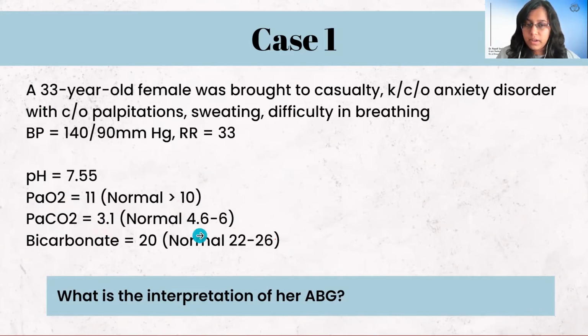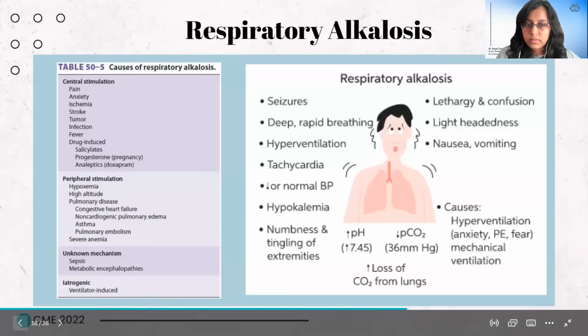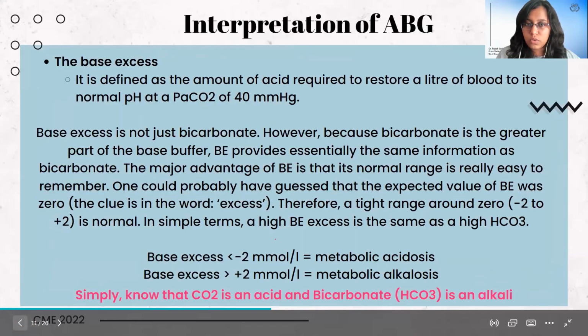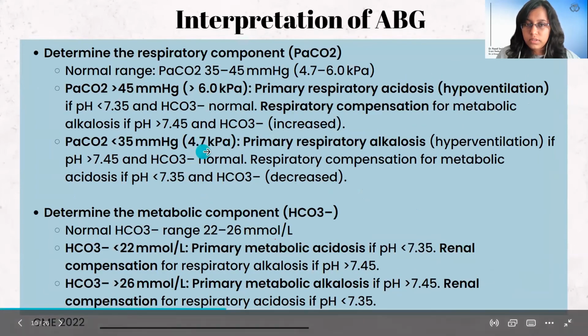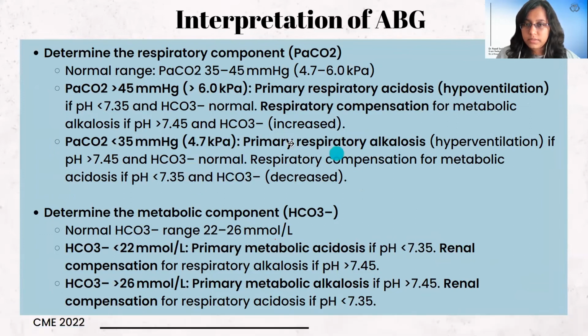PaCO2 is 3.1. That means it's less than 4.6. What does this mean? I'll go back to the slide. If PaCO2 is less than 4.7, that means either it's respiratory alkalosis or it is respiratory compensation for metabolic acidosis. So we have 2 possibilities. Now to eliminate between these two, either she has respiratory alkalosis or compensation.